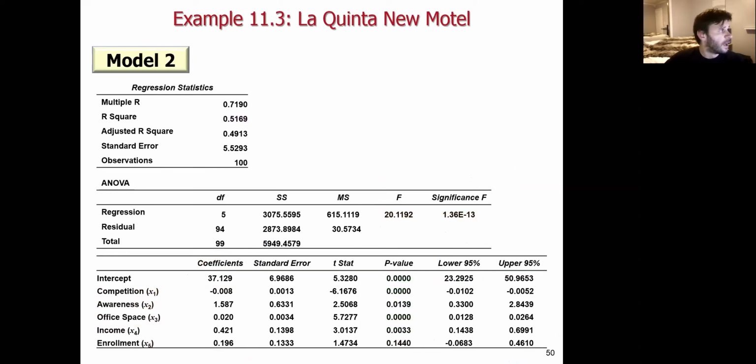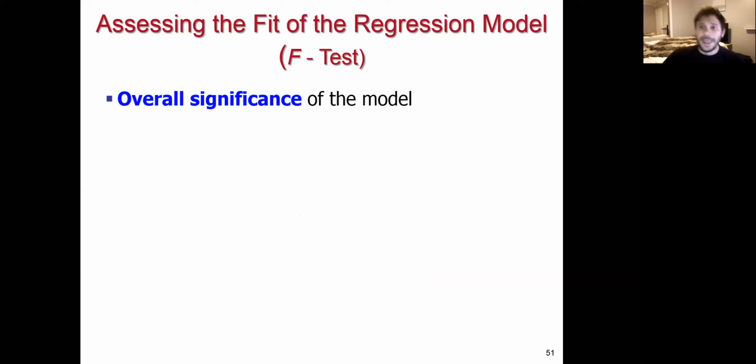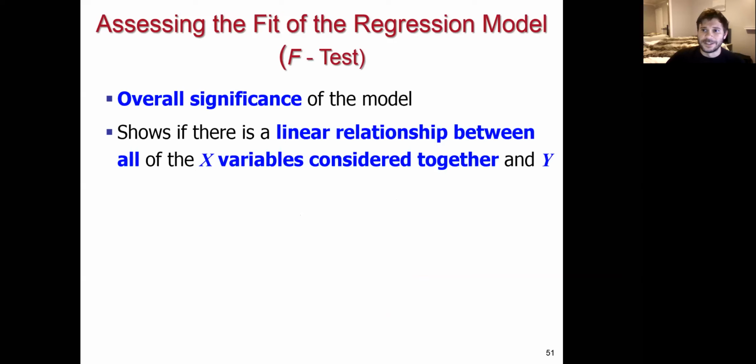So the F test is a measure of fit for the regression model. Okay, it's really a measure of joint significance or overall significance of the model. And it basically shows whether or not there is a linear relationship between all of the X variables considered jointly in explaining Y. So the null hypothesis of this test is a little bit strange.